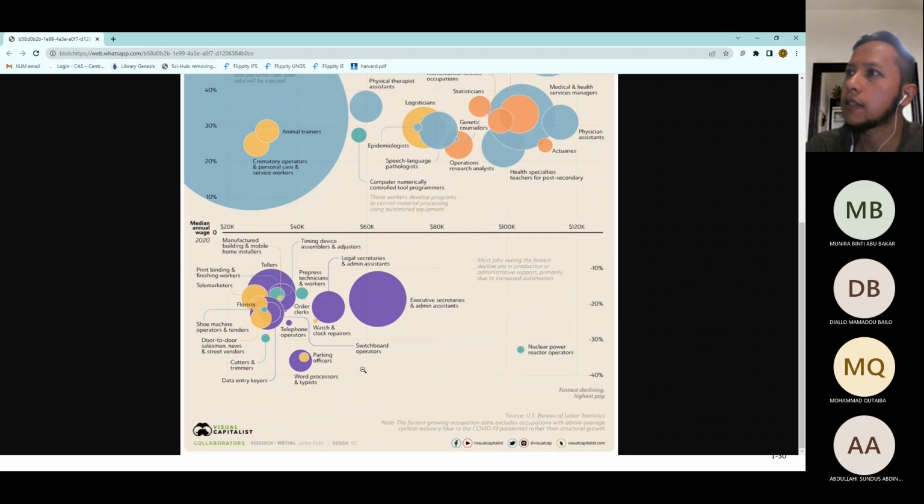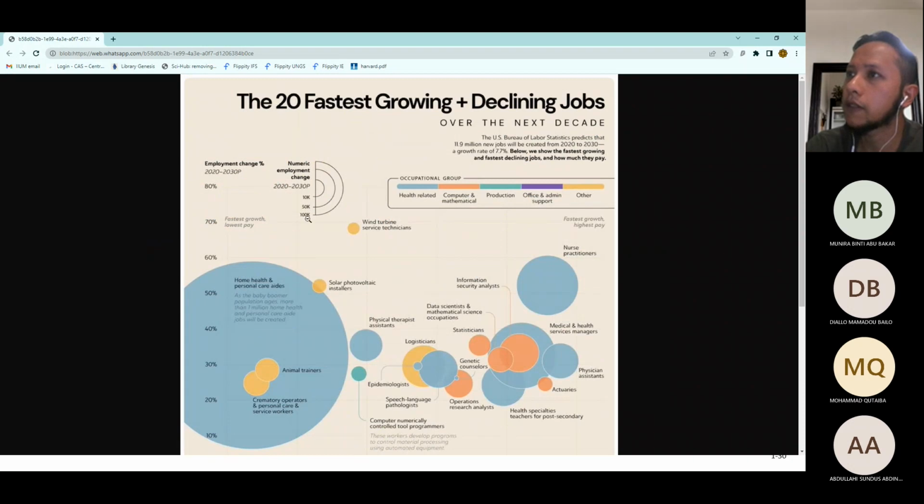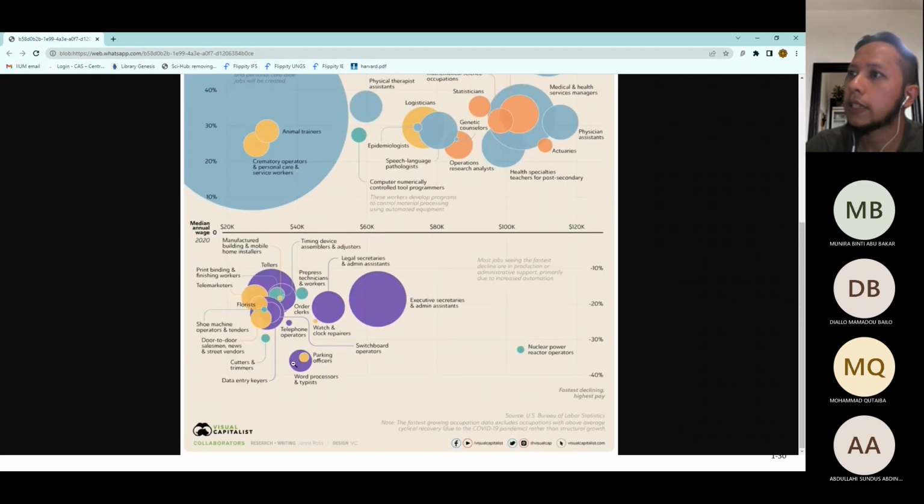Yeah, so I think this is the declining jobs, and this is the salary. These are the increasing jobs. The fastest growing jobs are on the top here. The lower ones are the declining jobs. So here, if you are a telemarketer, you will no longer be relevant in the next decade.